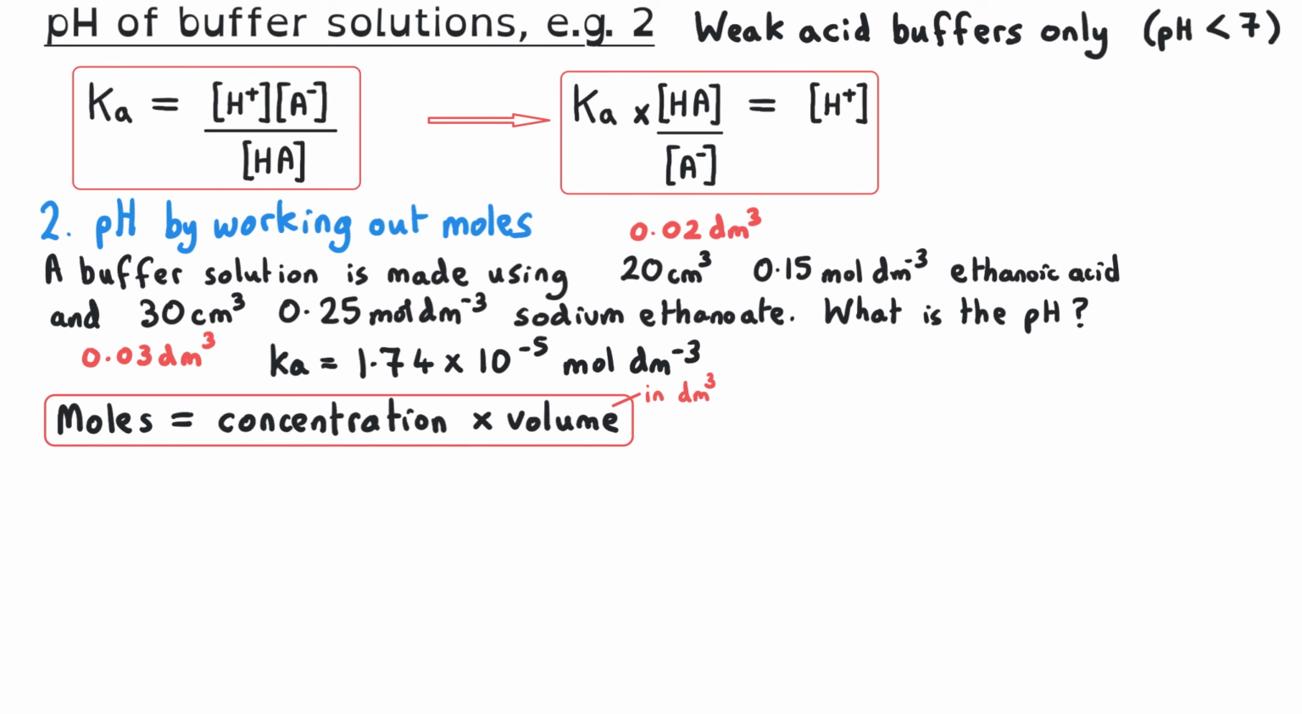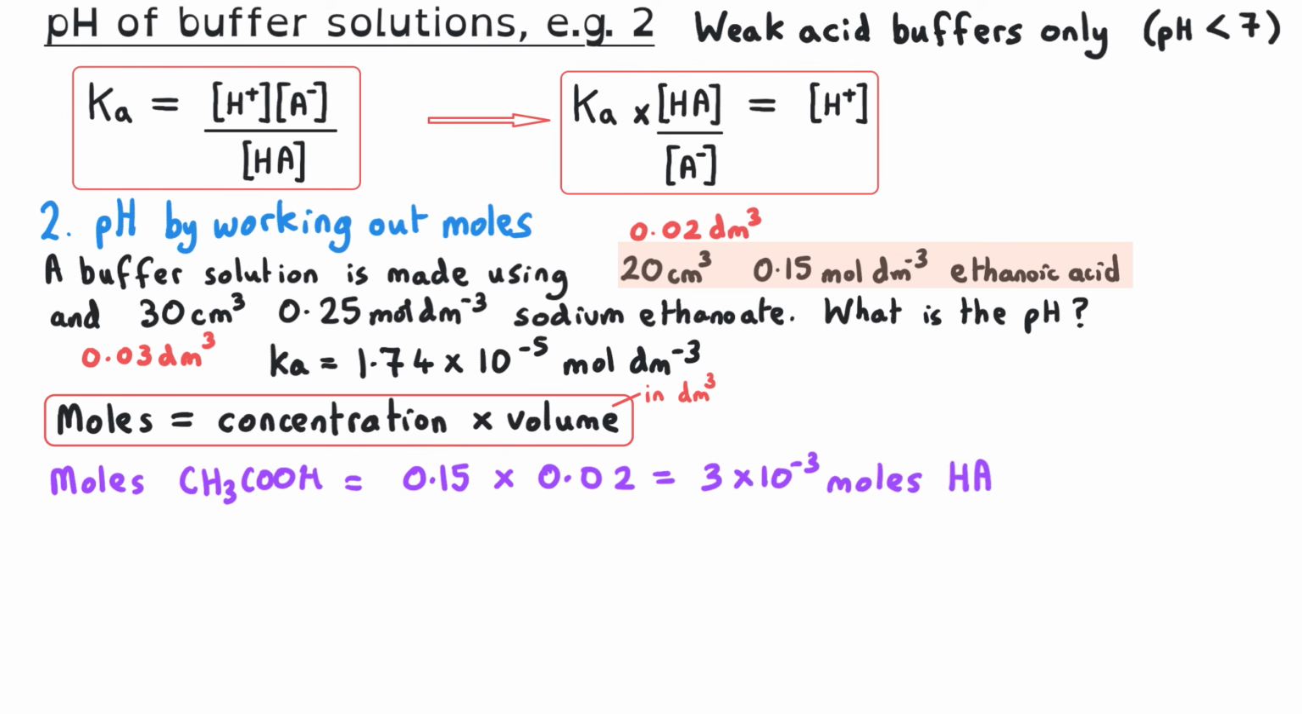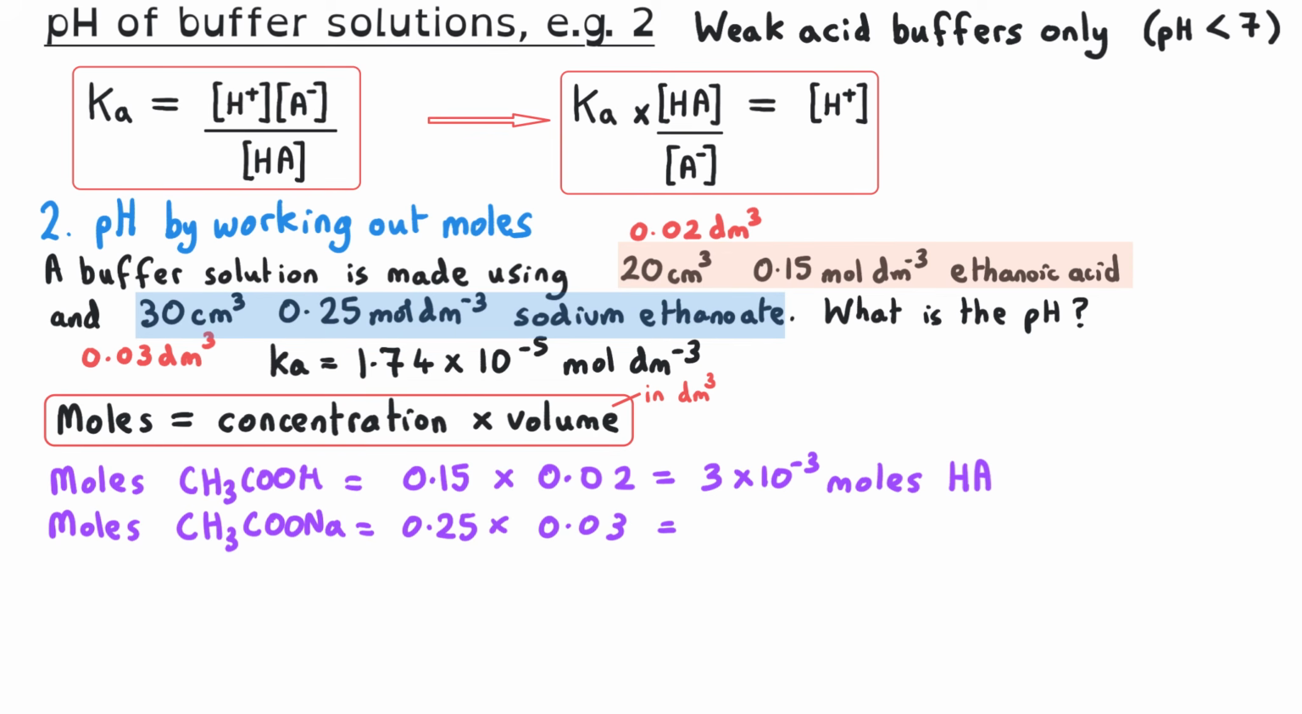Now, we can't just go ahead and use the concentration values here. We have to work out the moles because we've got different volumes of each of these solutions. If they were the same volume of each solution, we could in fact just use the concentration values. So for the ethanoic acid, the concentration is 0.15, and we need to multiply that by the volume of 0.02 to get 3 times 10 to the minus 3 moles of our weak acid. And then for the salt, the concentration is 0.25 and the volume is 0.03, and so the moles is 7.5 times 10 to the minus 3 moles of our sodium ethanoate.